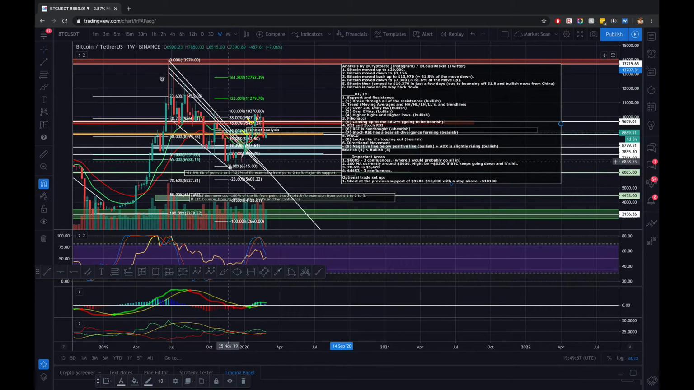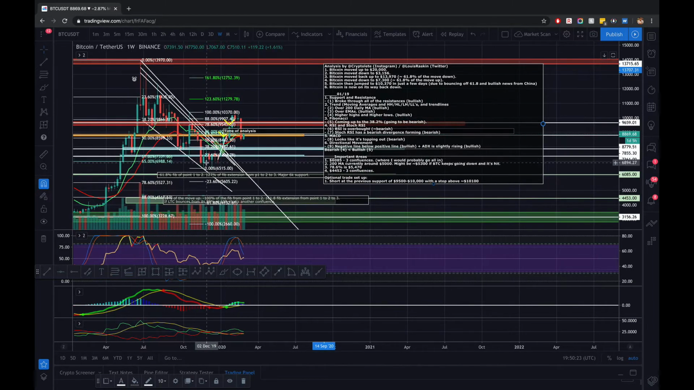So it bounced off of 7,300 right here and went all the way back up to 10,370 in just a few days. Then it started to come back down, and I think when I did this, it fell back down to right here. So I said it was on its way back down.